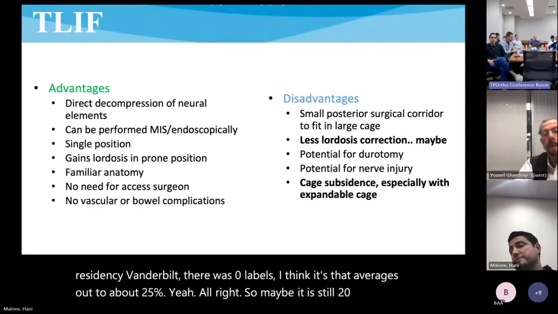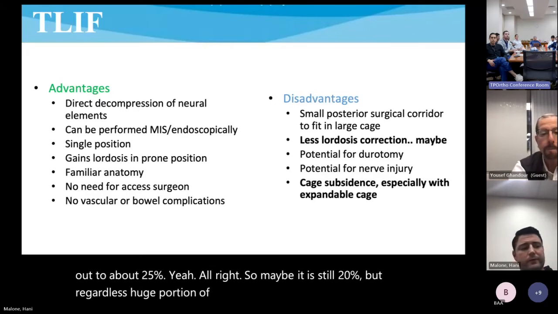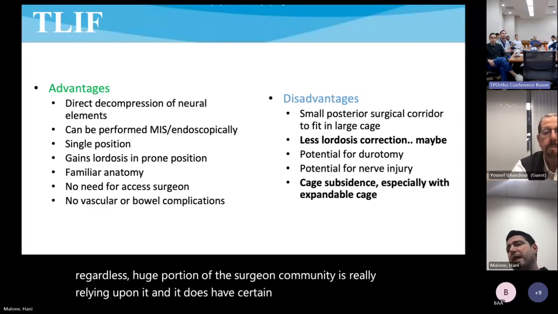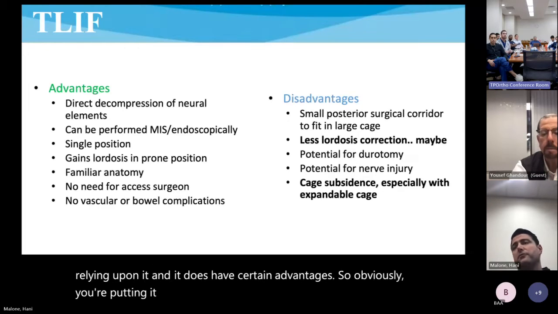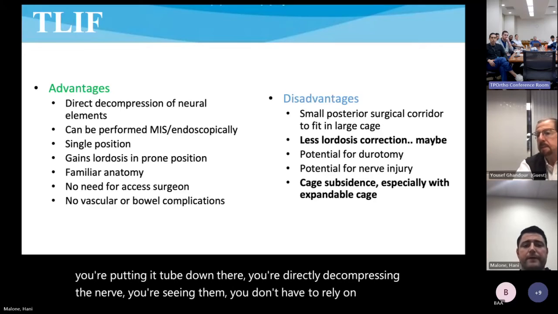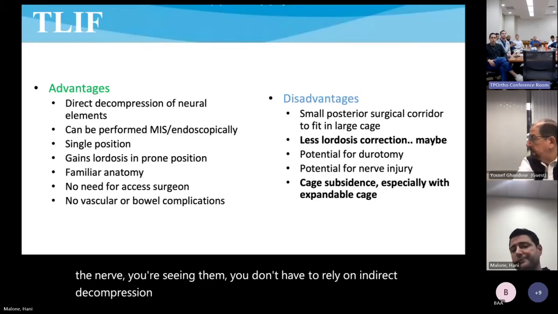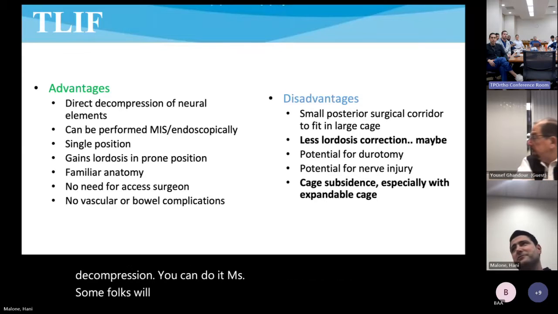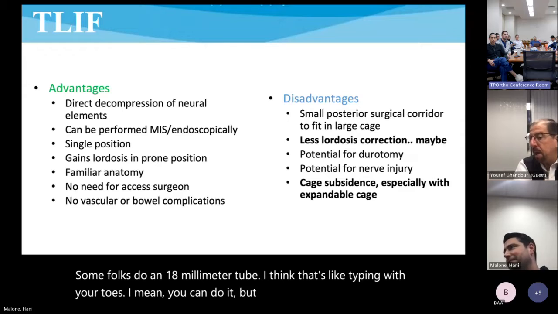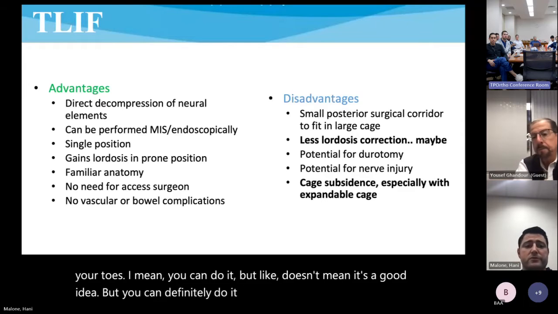But regardless, a huge portion of the surgeon community is really relying upon it, and it does have certain advantages. You're putting a tube down there, directly decompressing the nerves, and you're seeing them. You don't have to rely on indirect decompression. You can do it MIS. Some folks will do it through an 18 millimeter tube. I think that's like typing with your toes. You can do it, but that doesn't mean it's a good idea. But you can definitely do it through a 22 millimeter tube.